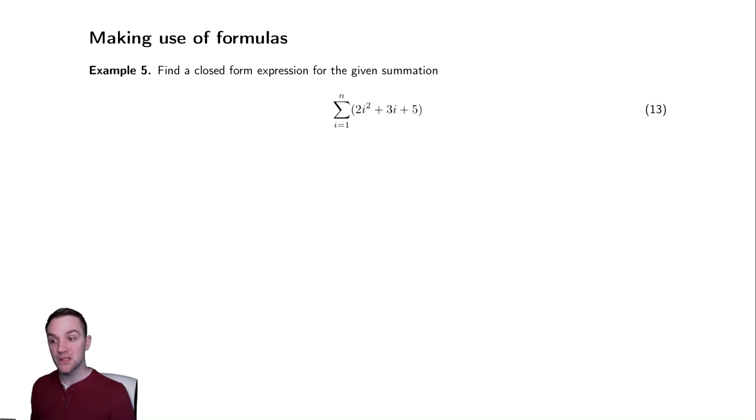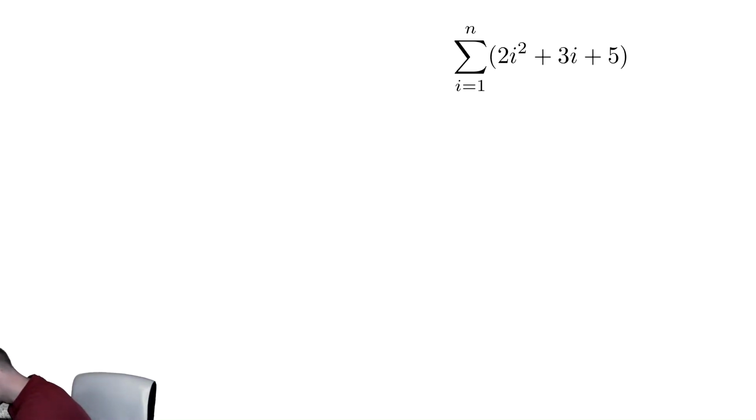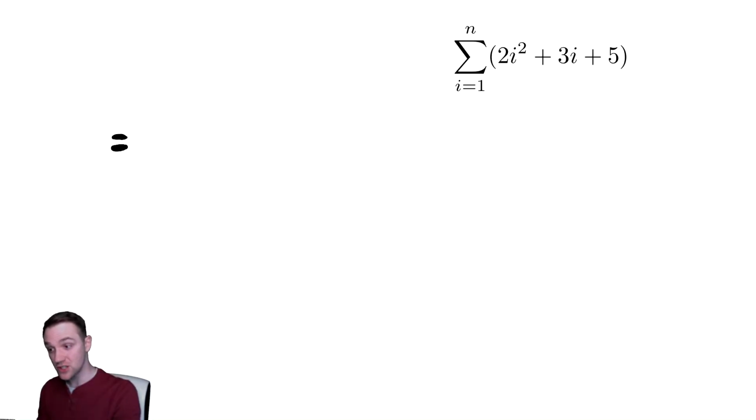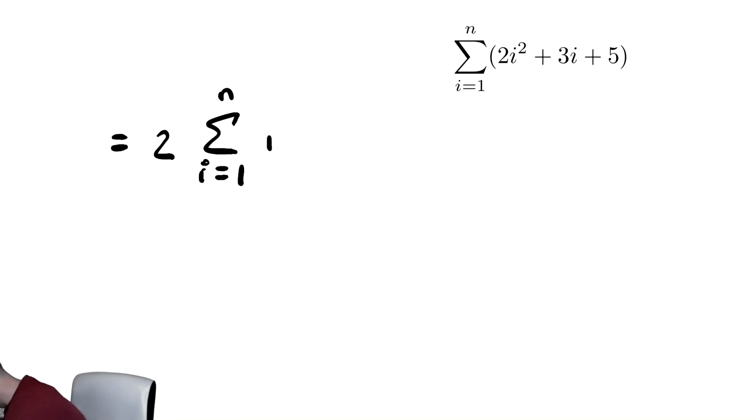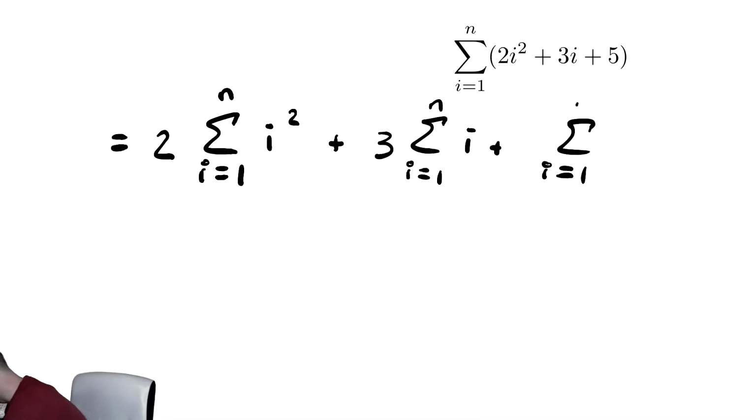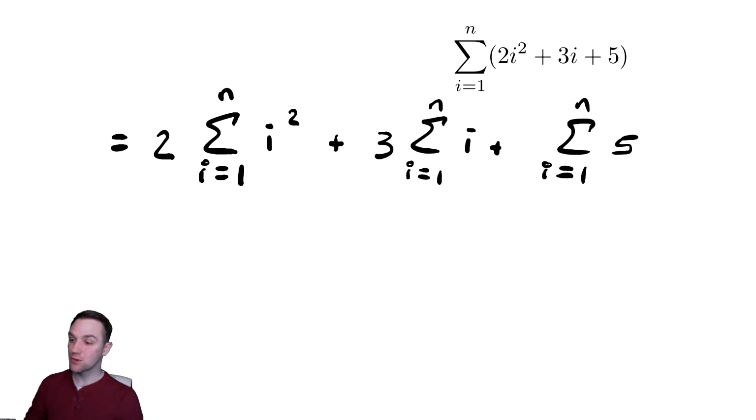One of the properties we had in the past was what we called linearity. We can distribute the summation across the addition, and I can factor out constants. So I can write this as 2 times the summation from i equals 1 to n of i squared, plus 3 times the sum from i equals 1 to n of i, plus the sum from i equals 1 to n of 5. You might ask, why didn't you factor out the 5 in the last summation? You could. However, I'd find it a little awkward to have 5 times the summation of 1, so I've just left the 5 inside of the summation.